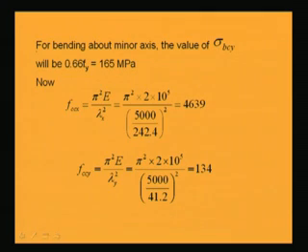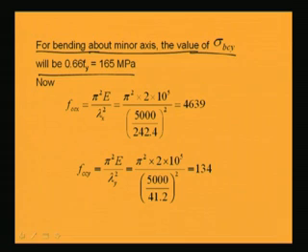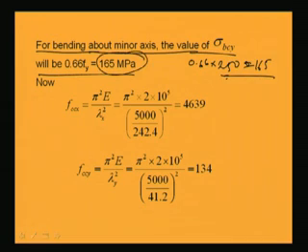Now for bending about the minor axis, we know sigma BCY will become 0.66 Fy, that means 0.66 into 250, which becomes 165 MPa. So sigma BCY will be 165 MPa. Again, FCCX and FCCY we have to find out.